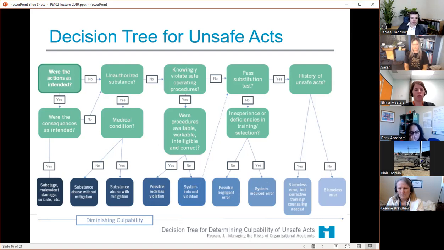So you can see that a lot of things on the left there will probably lead to disciplinary action of some kind, whereas there's a few things on the right that won't. So there's a lot of unsafe acts that we've got, as a system, to be able to pick out and then deal with appropriately, both on a disciplinary level and on a systems level.